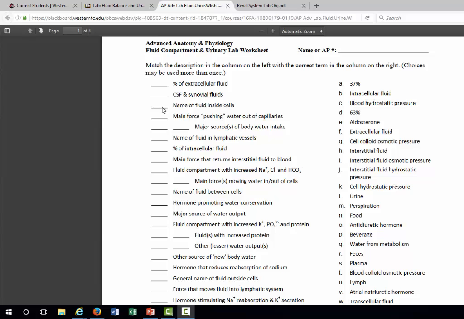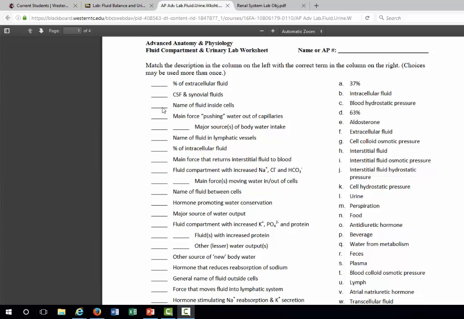The name of fluid inside the lymphatic vessels, this is pretty straightforward. Lymph, letter U. And the percent of fluid that's found inside cells, known as the intracellular fluid, letter D, yep, 63%. The main force that returns interstitial fluid to the blood. So it sucks fluid in. Yep, letter T, the blood colloid osmotic pressure. And what fluid compartment do we see a lot of sodium chloride and bicarbonate? Extracellular fluid. Yep, letter F.